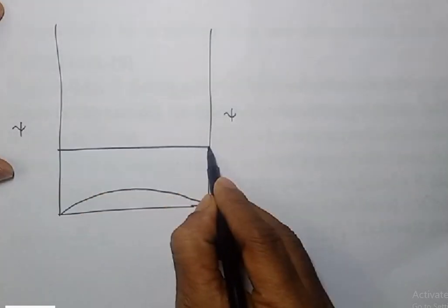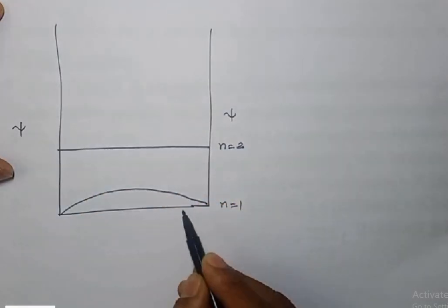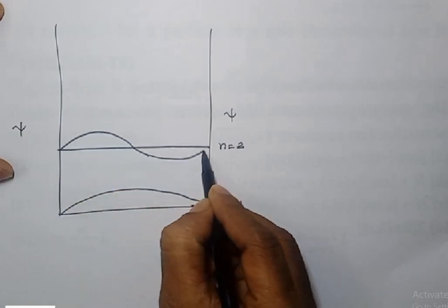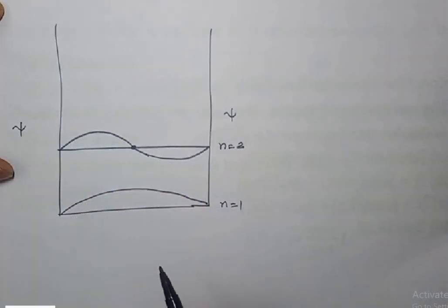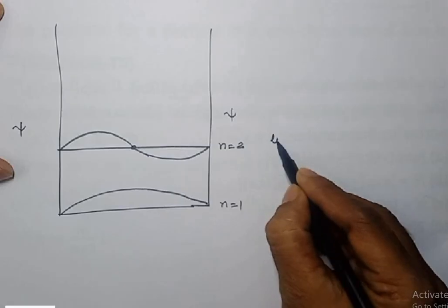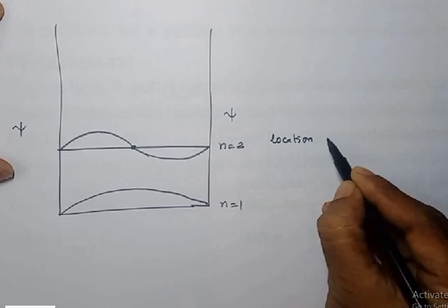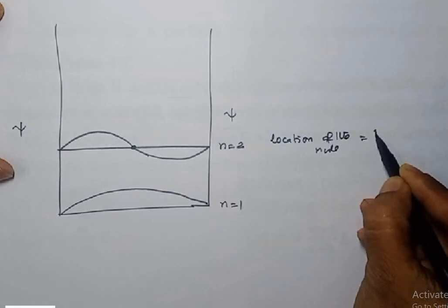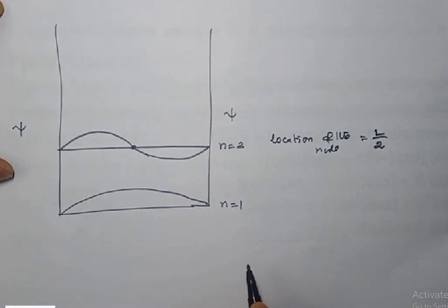But when you come to n equal to 2, you know very well there is a node at the middle of the box. So where is the location of the node? Yes, you are right. The location of the node is equal to L by 2, the middle of the box.